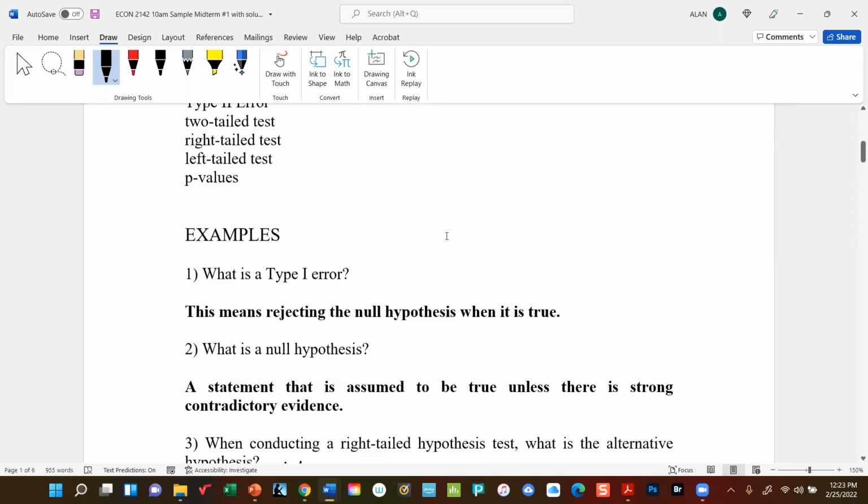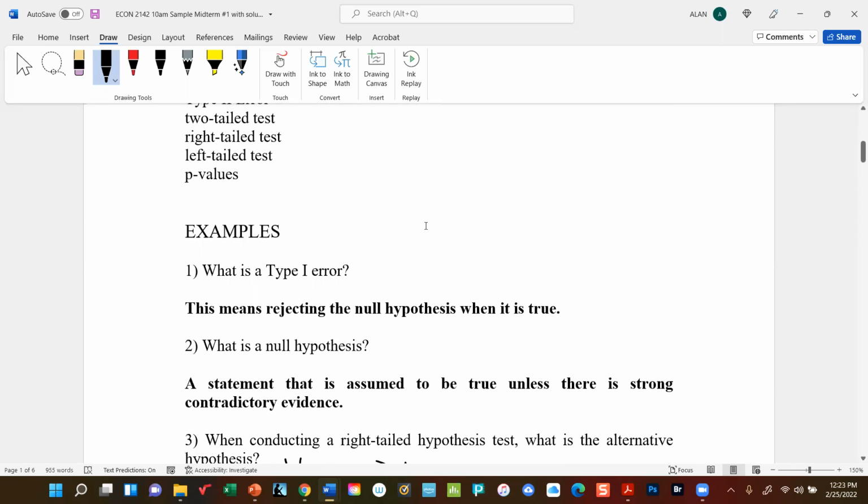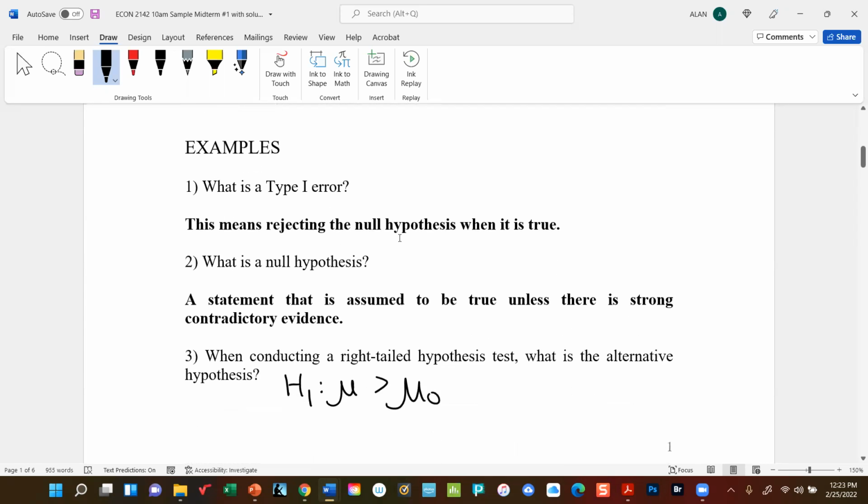So for example, here, what is a type 1 error? That occurs when you reject the null when it is actually true. Okay, no problems there. And since these are English statements, obviously there's going to be a lot of leeway here. In other words, I'm not going to take points off because you spelled a word wrong or some nonsense like that. As long as I see that you understand the concept, that's fine.